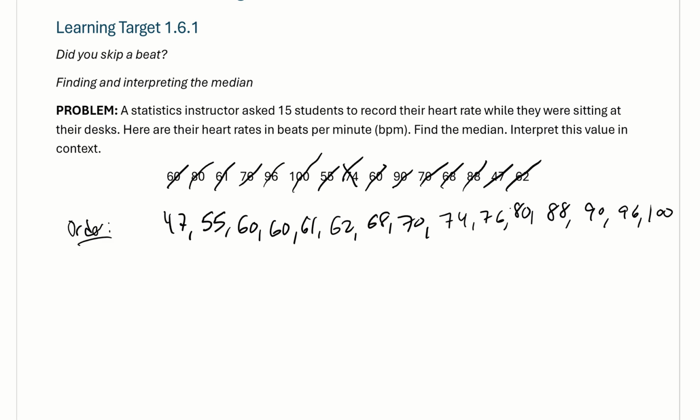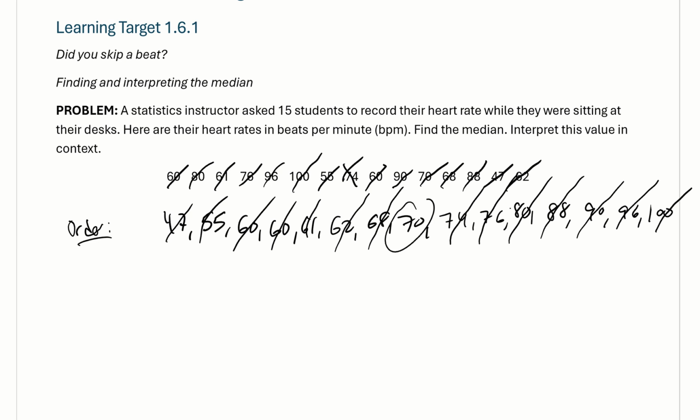And then you're going to find the middle numbers. You work your way towards the middle. So that's your middle. That's your median, okay? So the median equals 70. These are heart rates, so 70 beats per minute.